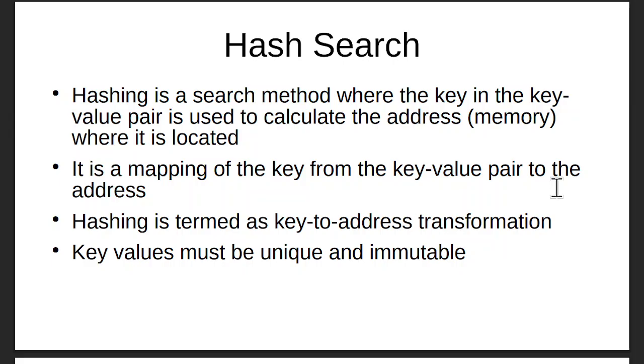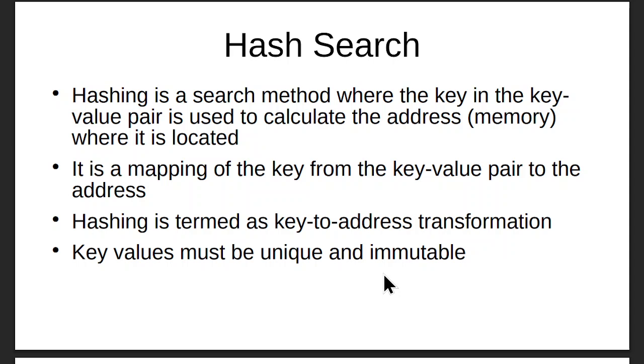Okay, so here we have a key value pair that we are interested in, and that particular key in that key value pair is used to compute the location where it is located in a table. So basically hashing maps a key to an address. Okay, and then that particular address will contain the key value and the data associated with that key.